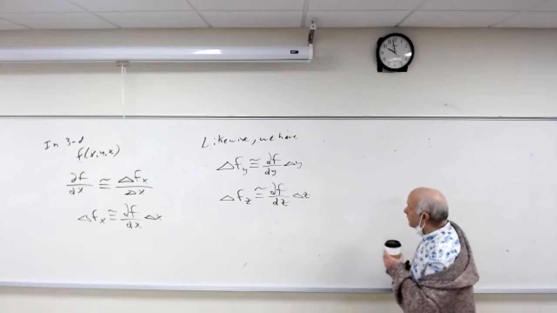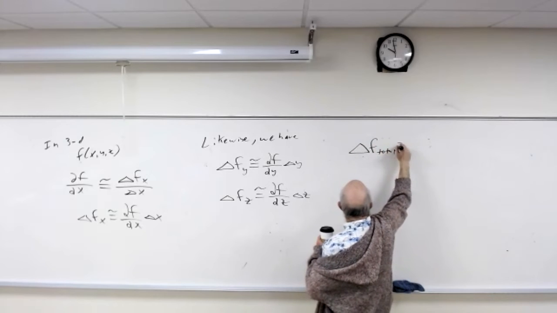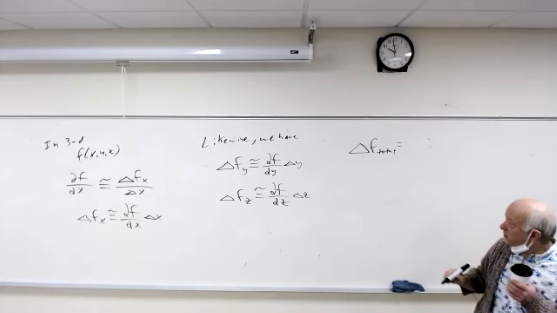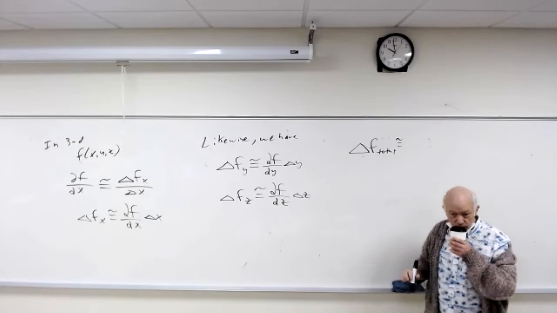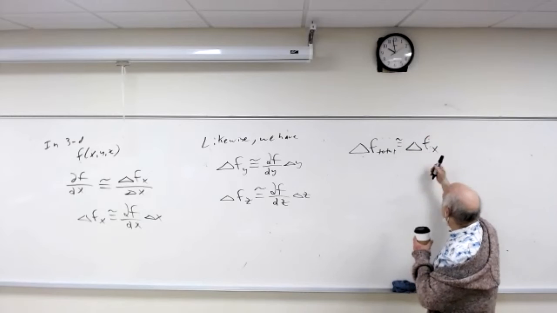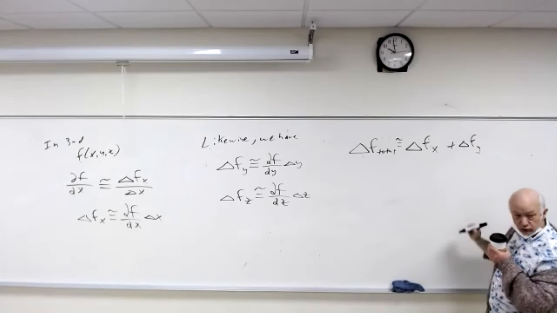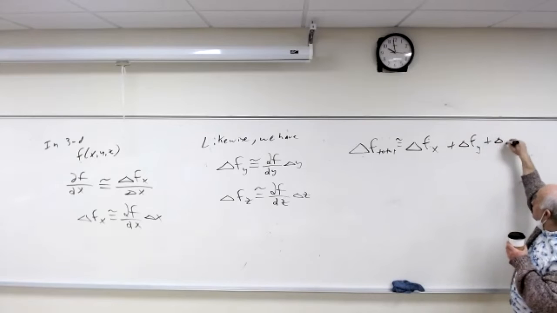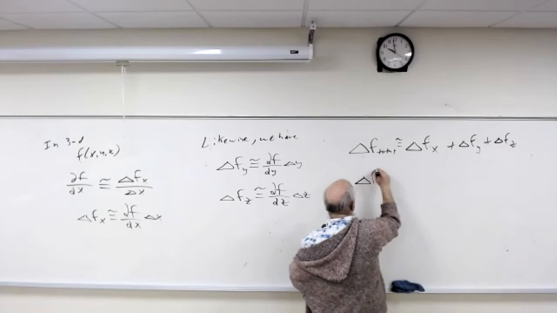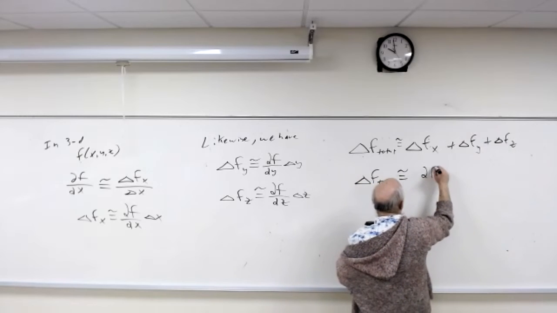Okay. So if I want the total change here, in other words, if I change x, y, and z at the same time, what would this approximately equal? You would add them up, right? I'd say it would be the approximate change in f if I only change x, plus the approximate change in f if I only change y, plus the approximate change in f if I only change z. So I can put this all in here.